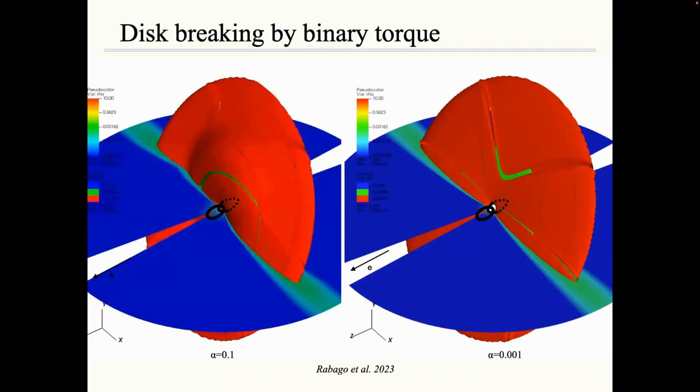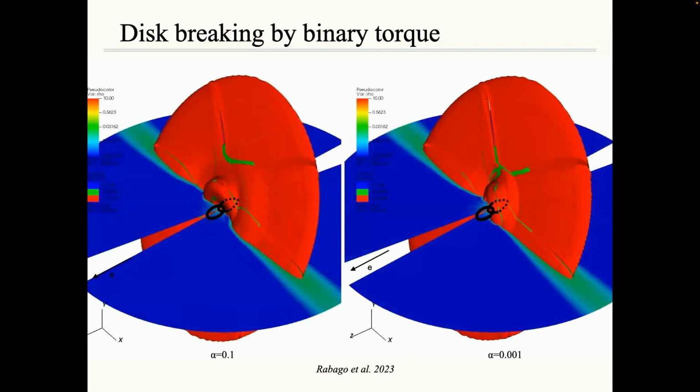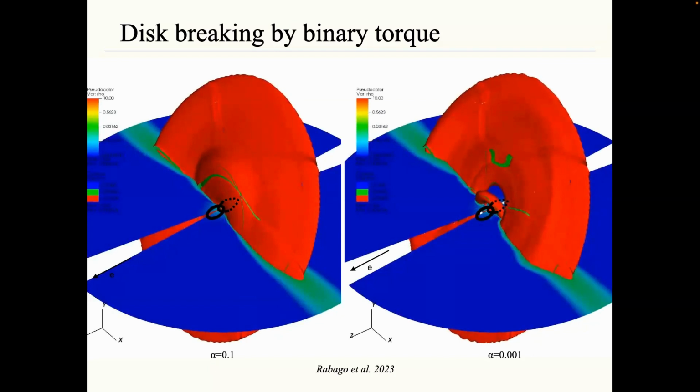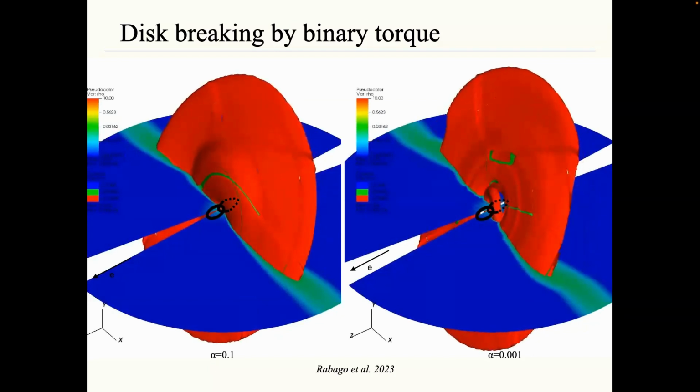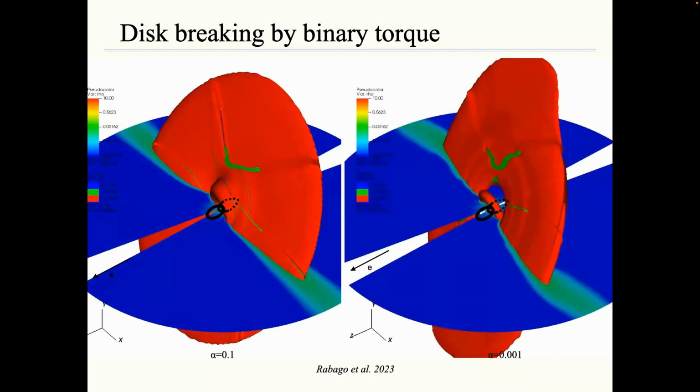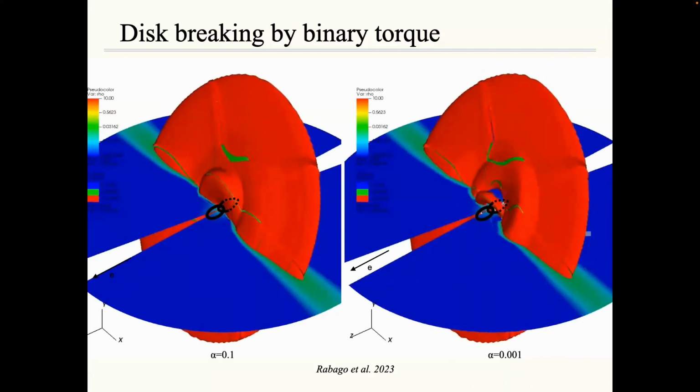But in this case, with low viscosity, when the inner disk precesses around the eccentricity vector, it breaks free from the outer disk. And here you see significant misalignment between the inner and outer disk.